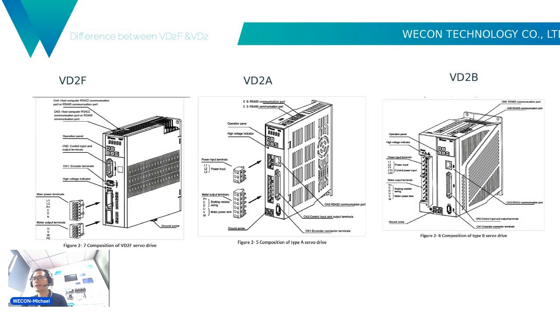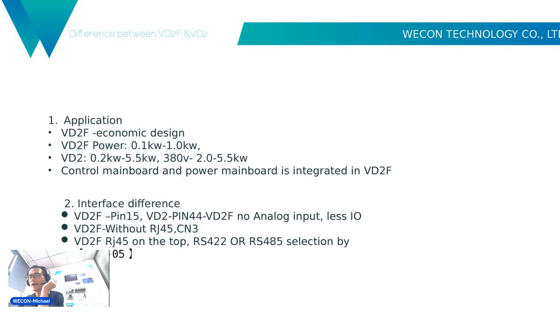So look at this slide. You can see this one is VD2F, this is VD2A, and this is VD2B. VD2F is the economic version of the VD2. As you know, in VD2 we have two mainboards inside: one is the control mainboard, and the other is the power mainboard. But for VD2F, there is only one mainboard inside, so we integrate the control mainboard and power mainboard together.